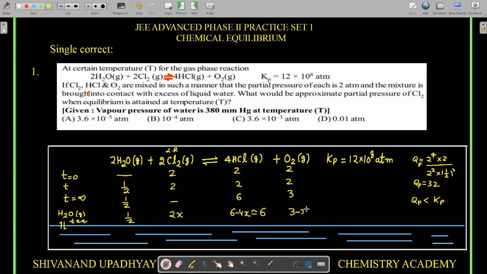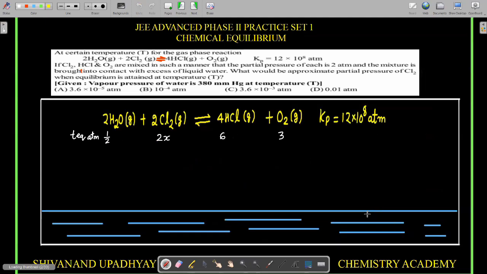This is equal to 3 minus x, but x is very small, so we can take approximation, we can write this is equal to 3. So this is the system at equilibrium state. Now, if I simplify this, these are the pressures at equilibrium.